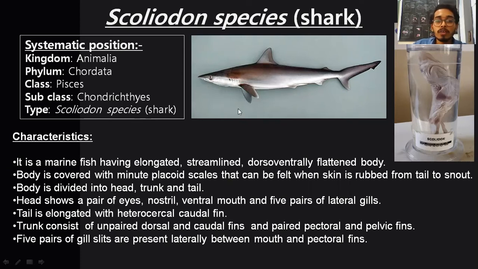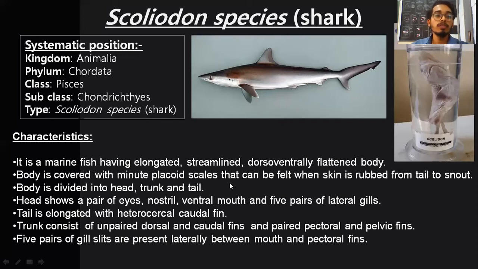The body is covered with minute placoid scales, which can be felt when the skin is rubbed from the tail to the snout. So when you rub your hand from the tail region to the snout region, you will find some coarseness or roughness on the skin. That is because of very minute, small placoid scales which are present on them.